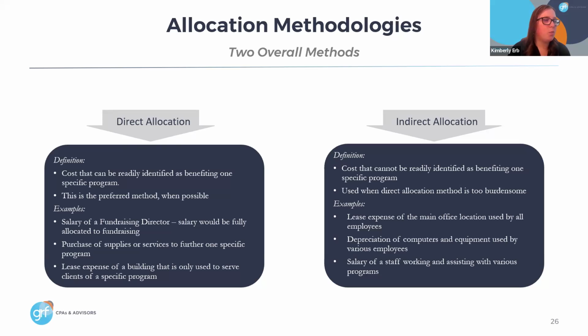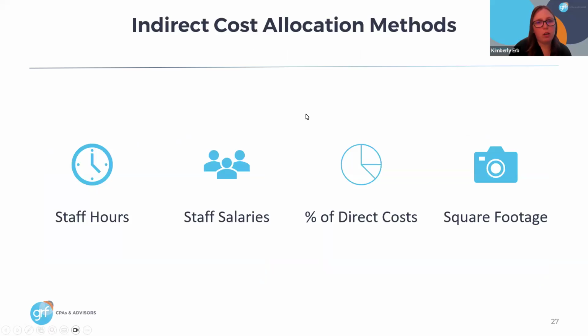Another example of indirect costs would be salaries of staff working and assisting on various programs. So all of that being said, with indirect allocations, there are a couple of different methodologies that you can use to allocate your indirect costs. So moving on to the next slide, we'll go over a total of 4 common indirect cost allocation methodologies, which are staff hours, staff salaries, percent of direct costs, and square footage.